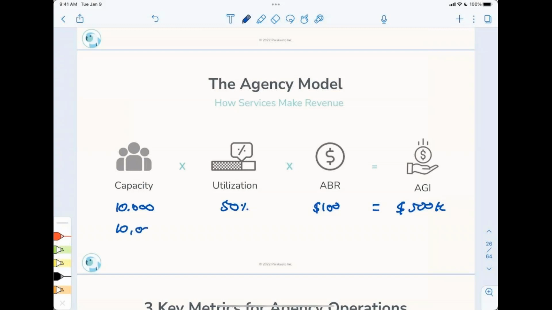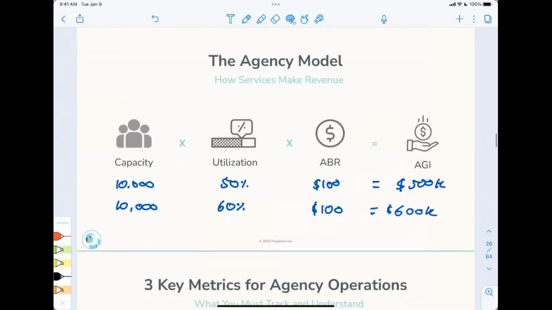If I took that same team and I bumped up utilization to 60% at the same average billable rate, then I would earn $600,000 with that same team. And of course, the payroll shouldn't change, the costs of running the business shouldn't change, so that should be $100,000 that goes straight to the bottom line.